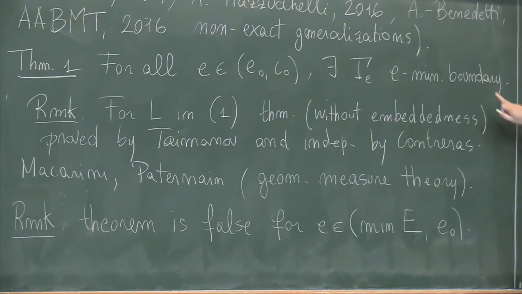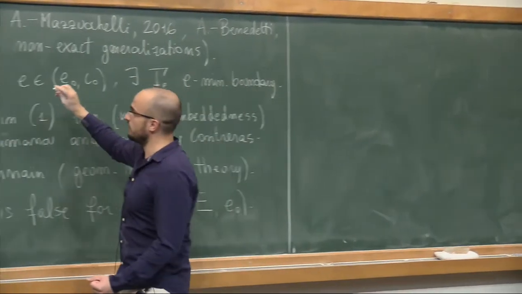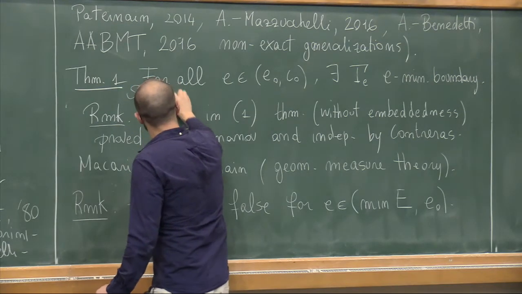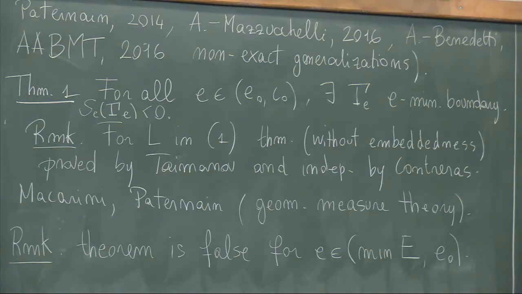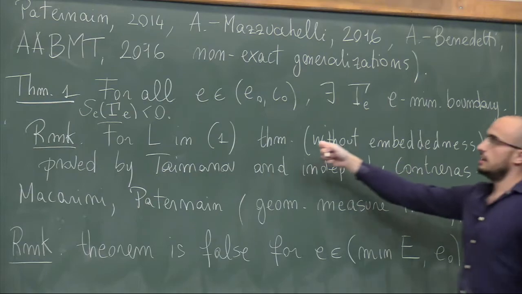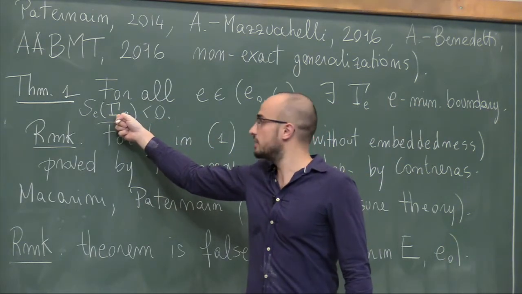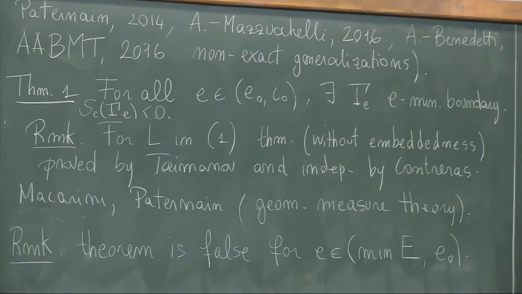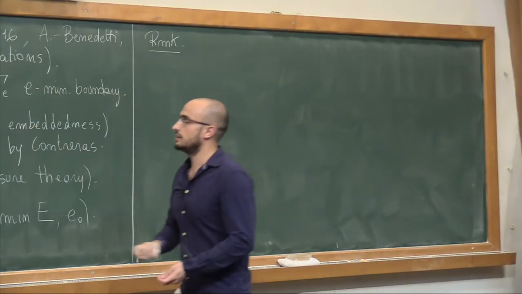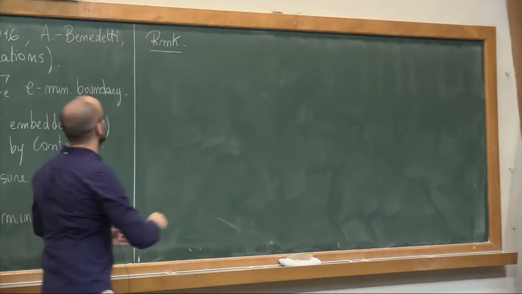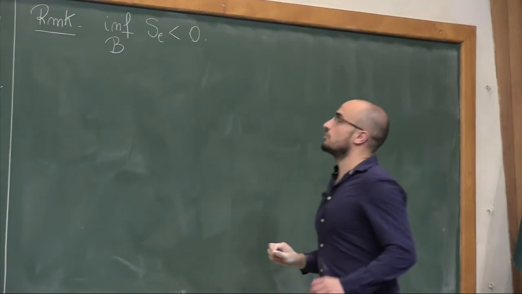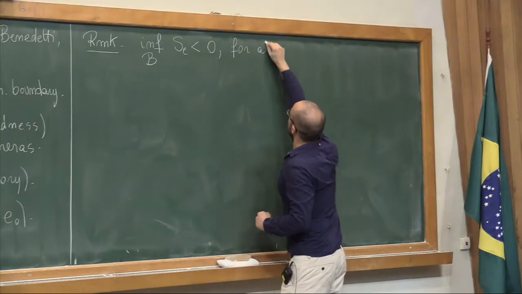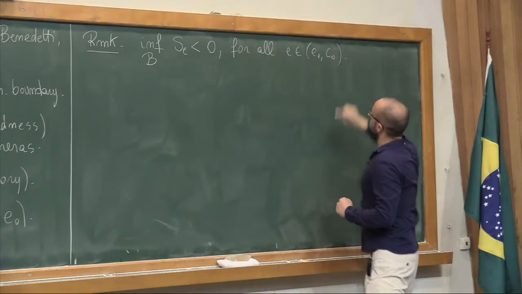I forgot to mention that this E minimal boundary has negative action. So if we compute the action SE of gamma E, it is negative. I want to explain right now why this action is negative, and why it is important that it is negative. Let me write this as another remark. Basically, the action of this minimal boundary is negative because the infimum is negative. So the infimum over all topological boundaries of SE is negative. This holds for all E between E0 and C0. Why is this true?